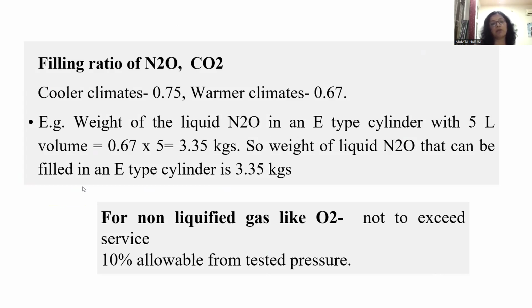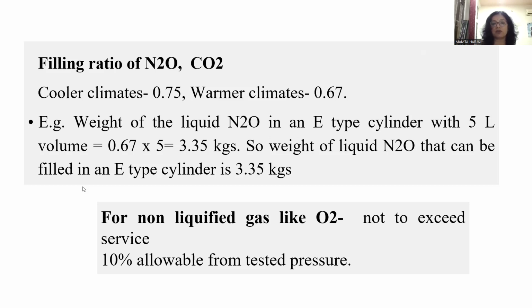So can this filling ratio help you know the content of liquid nitrous in a cylinder, in an E-type cylinder especially? Suppose, for example, we want to know the weight of liquid nitrous in an E-type cylinder with 5 liters of volume. We know that the filling ratio is 0.67. The 5 liters of volume will take about 5 liters of water. 5 liters of water, with density 1, is equal to 5 kg of water. If you multiply this with the filling ratio, it comes to about 3.35 kg. So the weight of liquid nitrous that can be filled in an E-type cylinder is 3.35 kg.